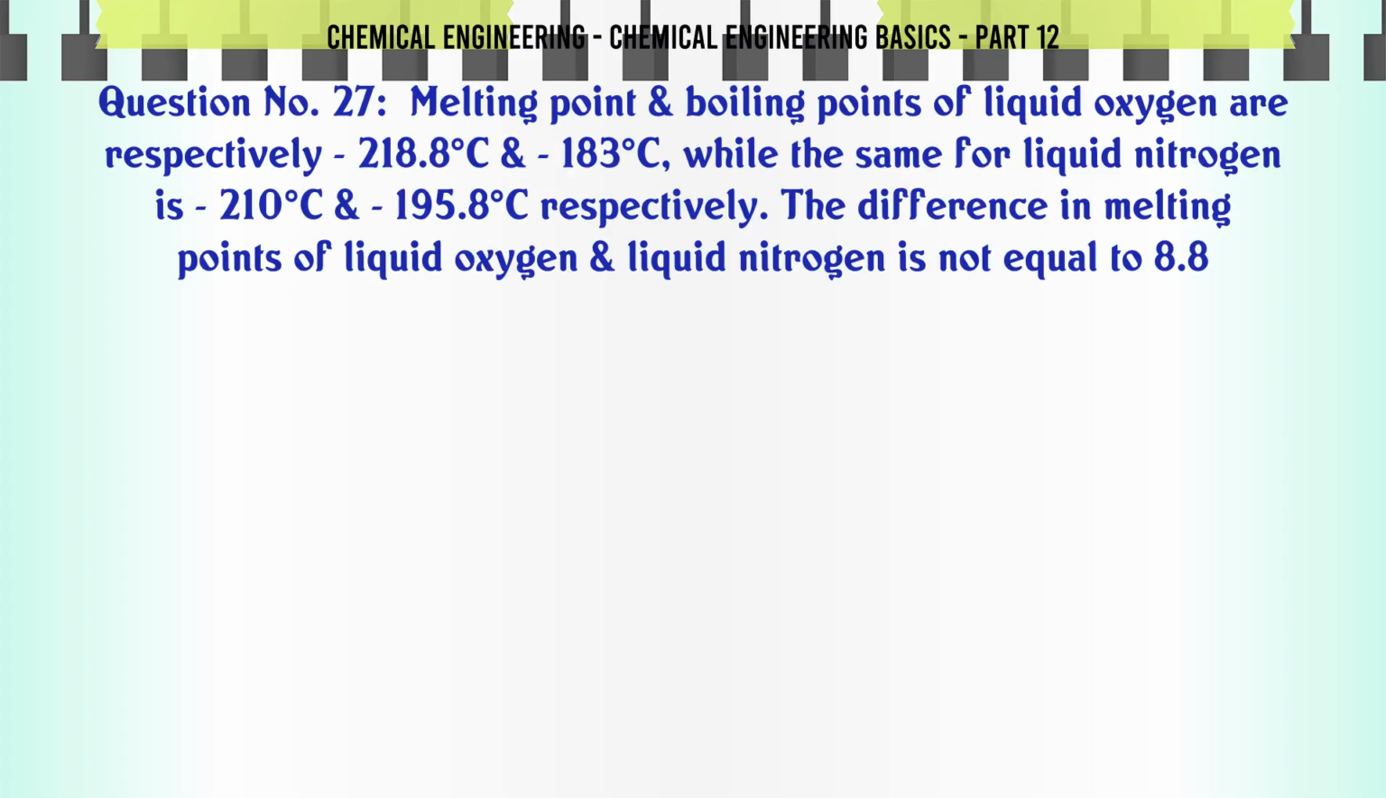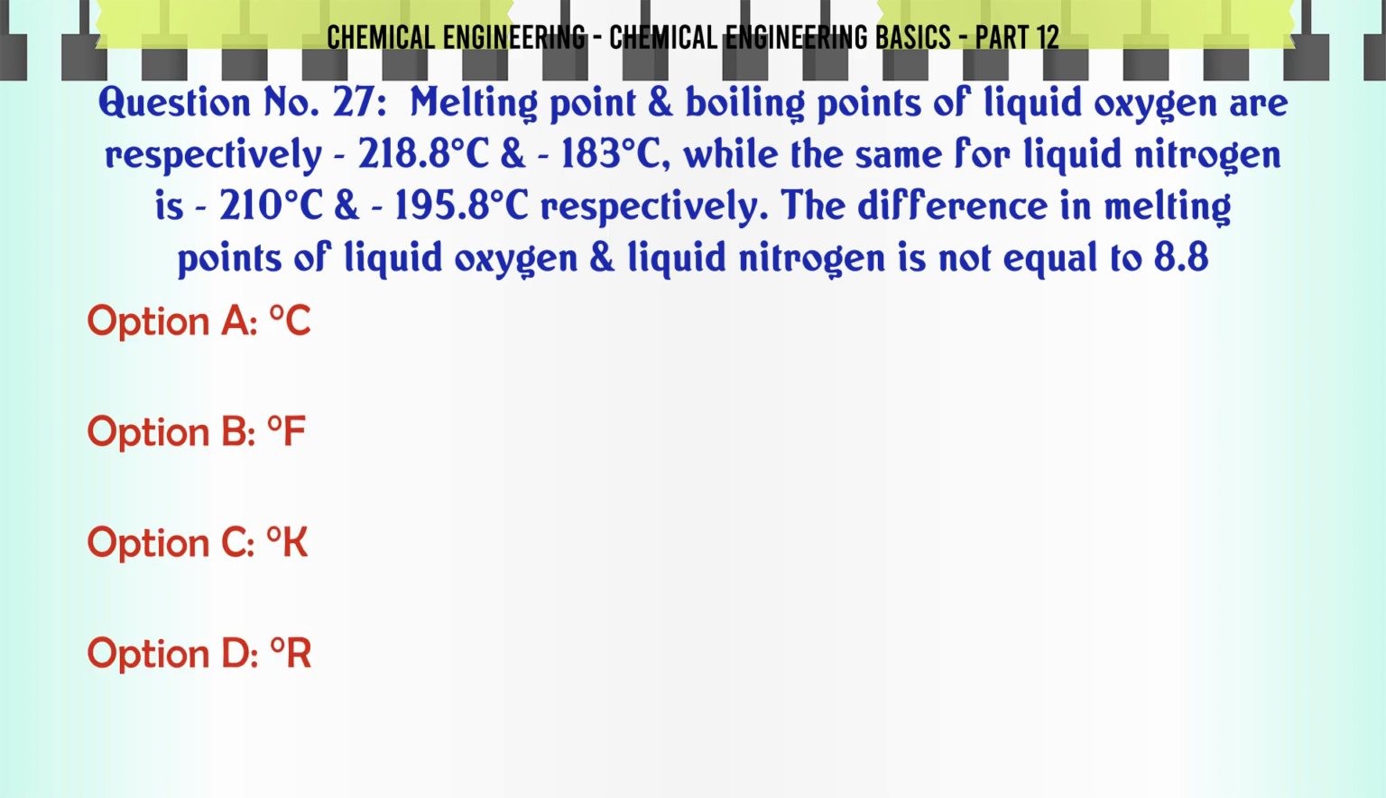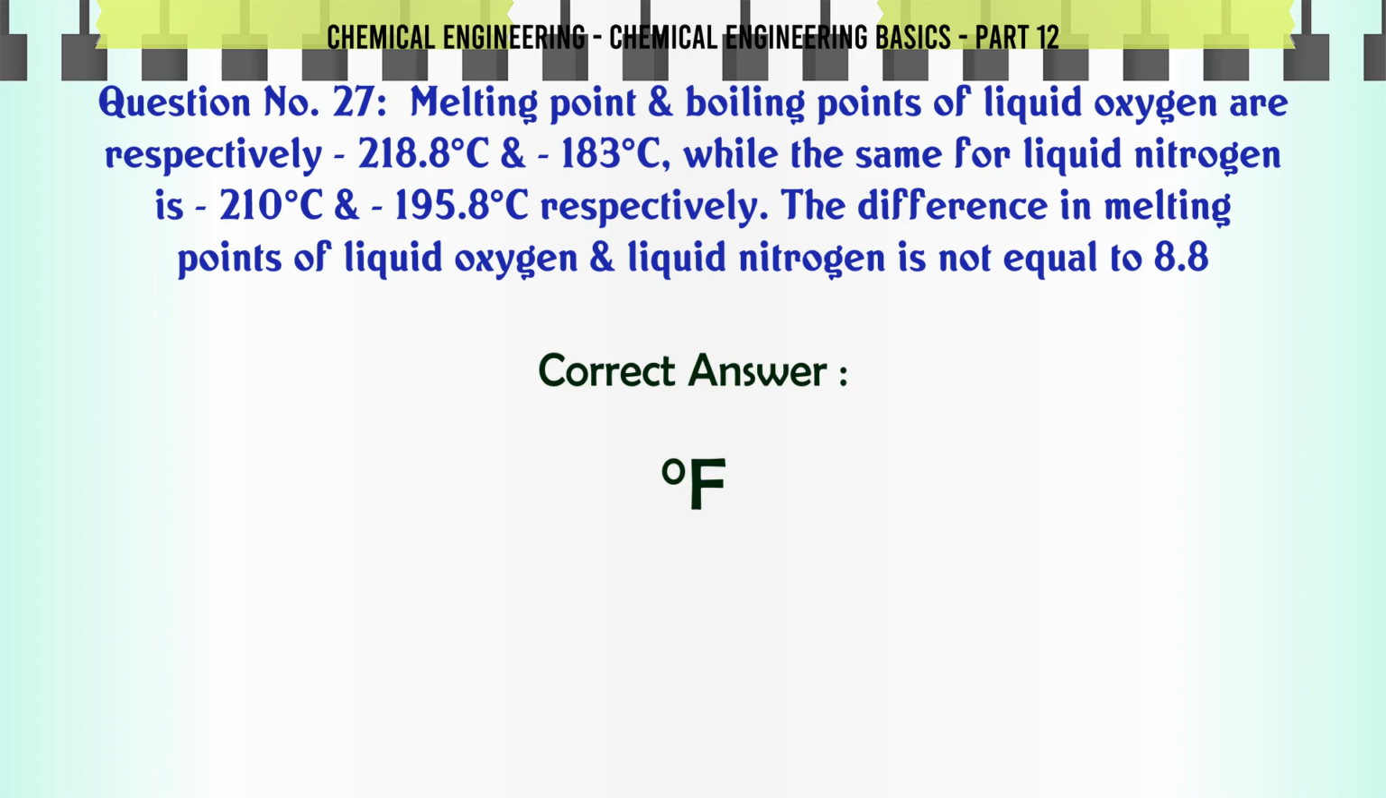Melting point and boiling points of liquid oxygen are respectively -218.8 C and -183 C, while the same for liquid nitrogen is -210 C and -195.8 C respectively. The difference in melting points of liquid oxygen and liquid nitrogen is not equal to A. 8.8 C. B. F. C. K. D. R. The correct answer is F.